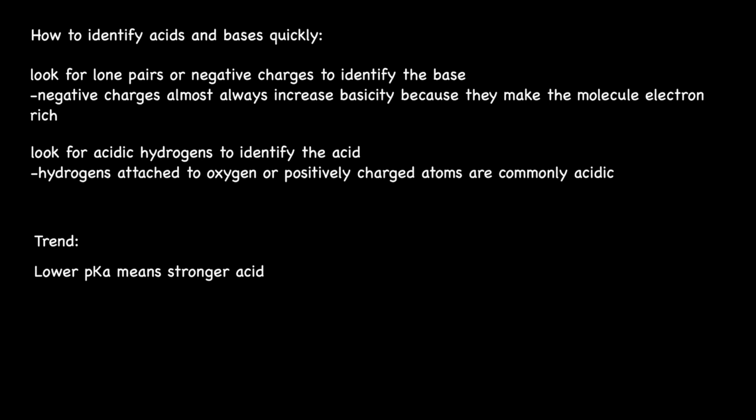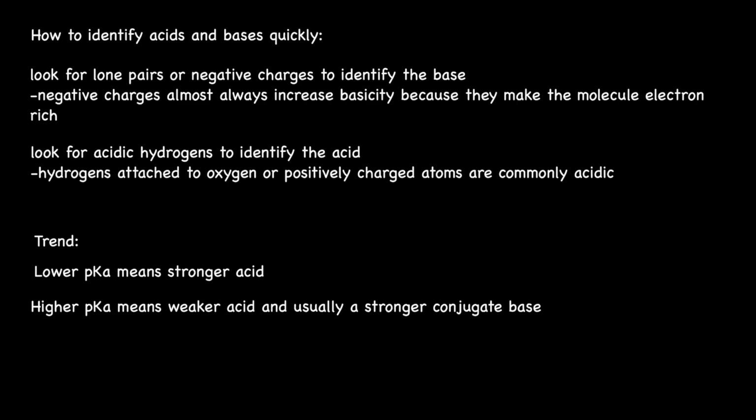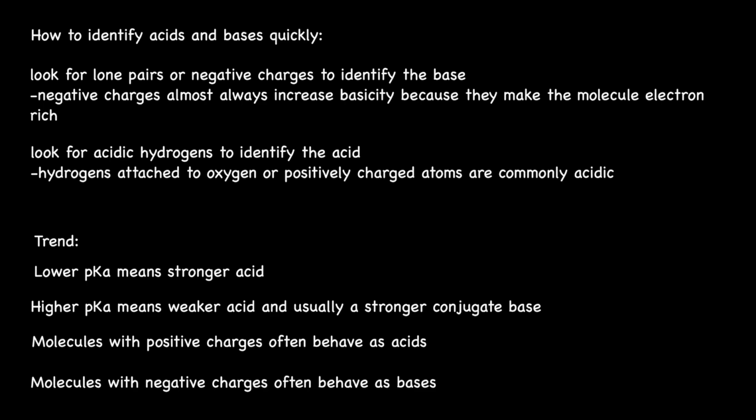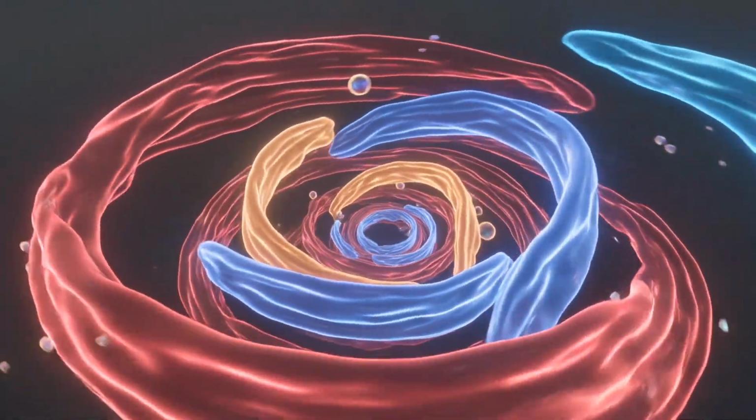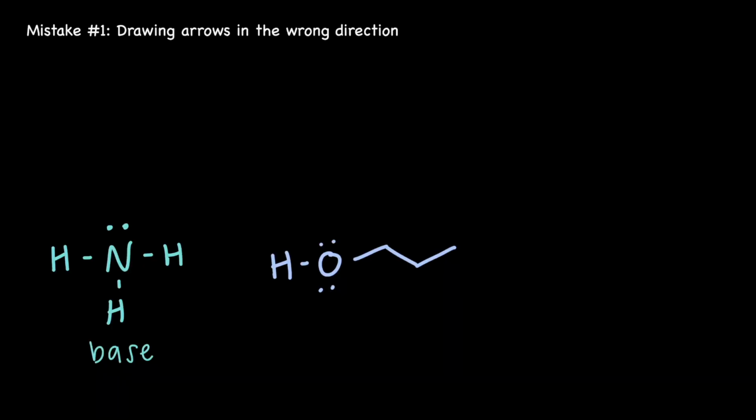And remember this important trend. Lower pKa means stronger acid. Higher pKa means weaker acid and usually a stronger conjugate base. Molecules with positive charges often behave as acids. Molecules with negative charges often behave as bases. Now let's go over some common mistakes students make. Mistake number 1, drawing arrows in the wrong direction.